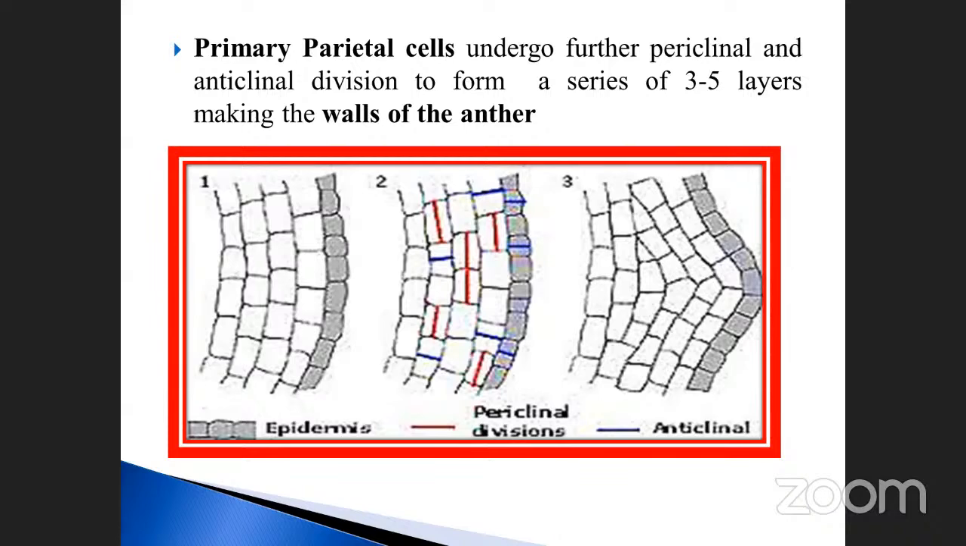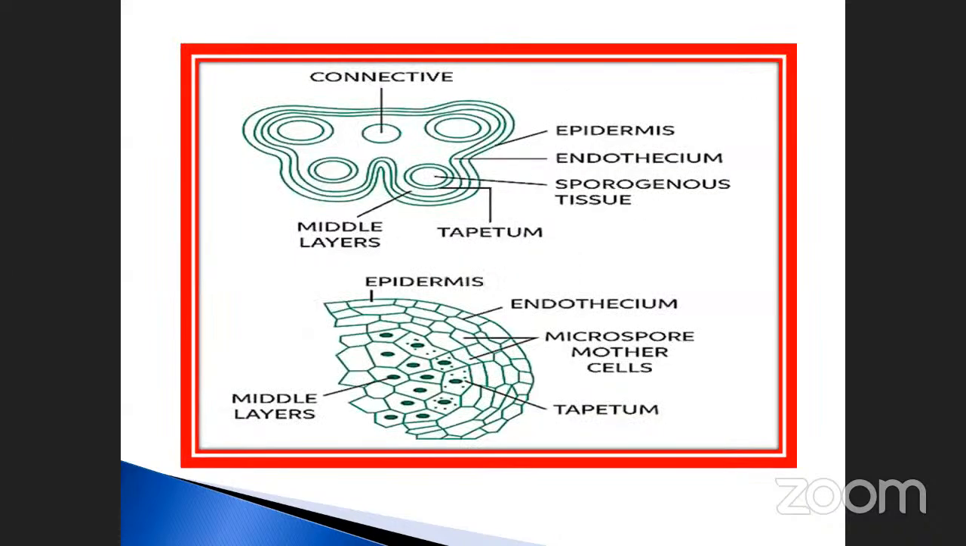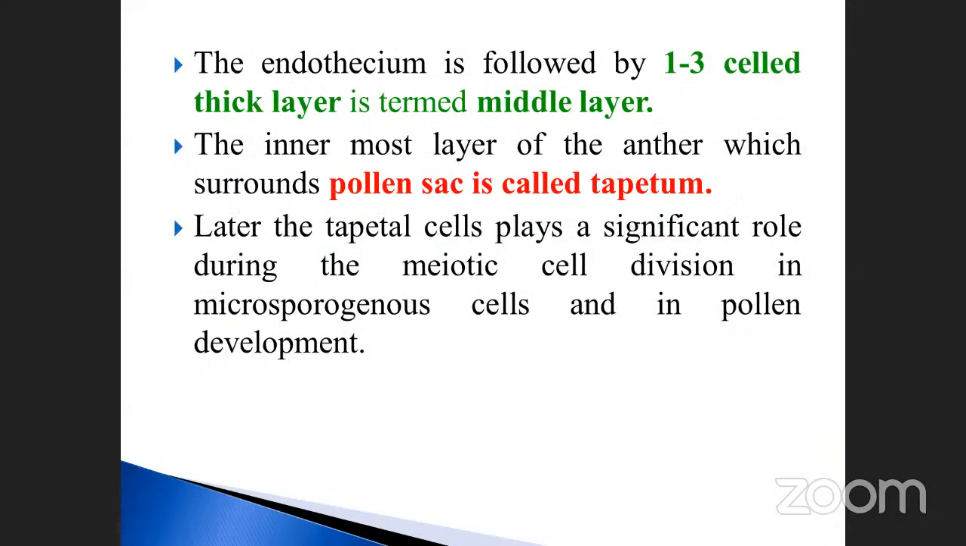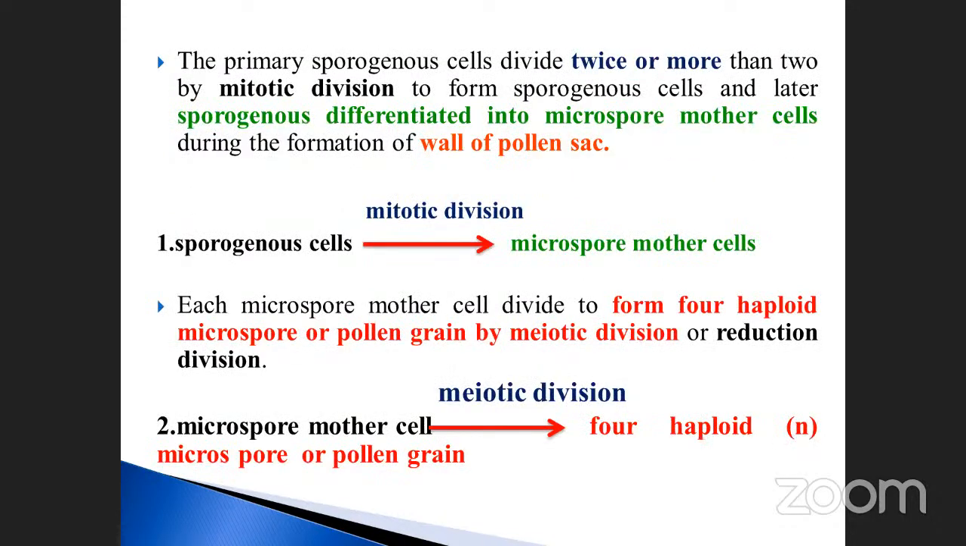These are all essential for making which one? The wall of the anther. So already we saw these things also, the same structure as given here. This one we also saw already. The pollen sac: already we discussed how many cells are present in it, 1, 2, 3. This one is very, very important.